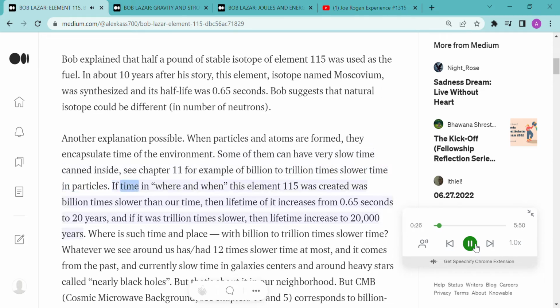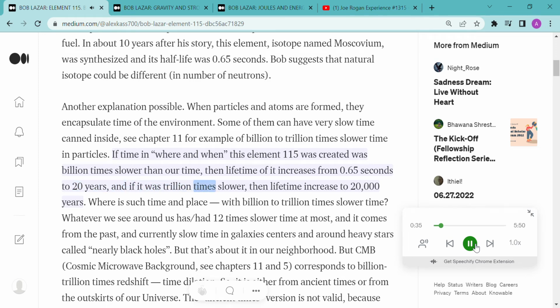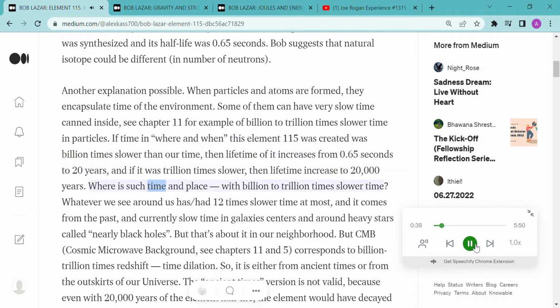If time in where and when this element 115 was created was a billion times slower than our time, then its lifetime increases from 0.65 seconds to 20 years, and if it was a trillion times slower, then the lifetime increases to 20,000 years. Where is such time and place, with billion to trillion times slower time?